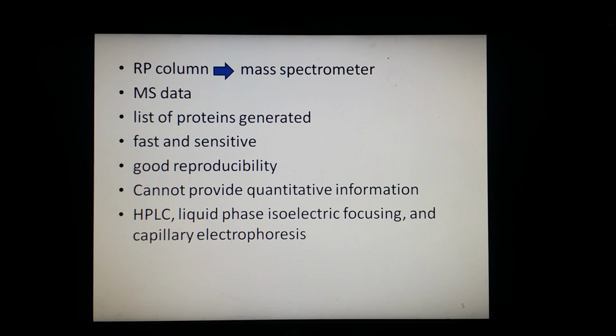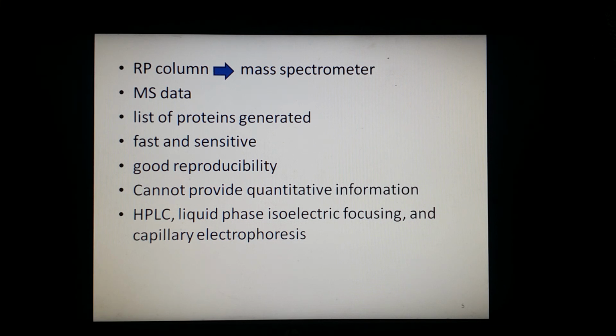The peptides from the RP column, RP being the reverse phase column, enter the mass spectrometer, and the mass spectrometry data is used to search the protein database. This multidimensional protein identification technology generates an exhaustive list of proteins present in a particular protein sample. This method is advantageous because it is fast and sensitive with good reproducibility.